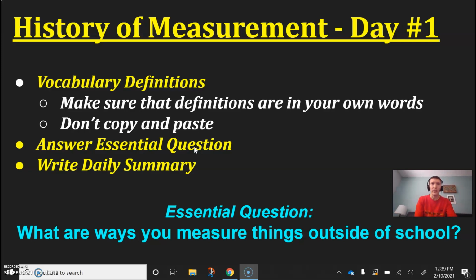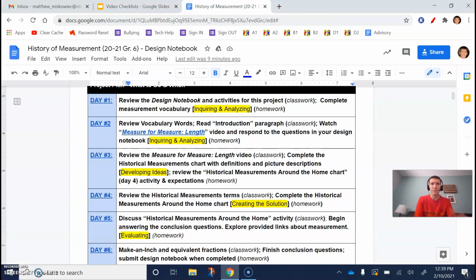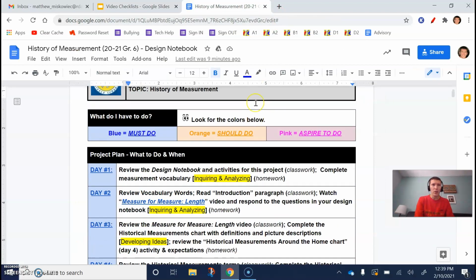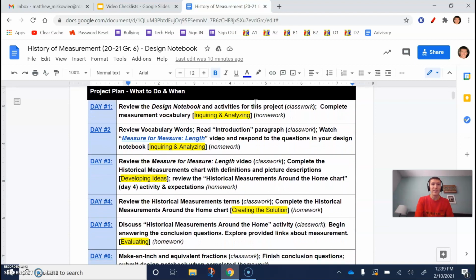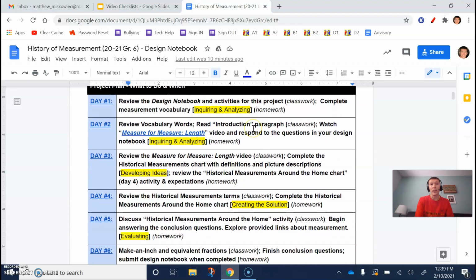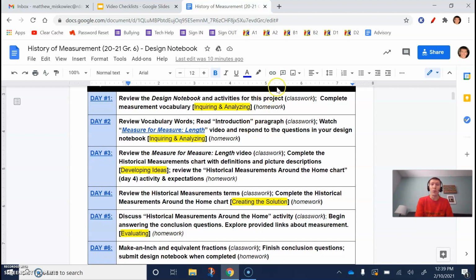So if we look at your design notebook, it'll look like this. And you can see the 6 days that it will take to get through this project, what we're going to be doing for classwork and homework for each day. So if you are ever absent, just remember you can look at the activity we've done and you have an idea then what you should do, or if you want to work ahead.